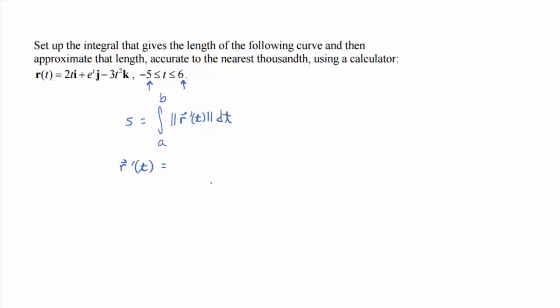So what is r prime? 2i plus e to the t j minus 6t k. Okay, and then what are we going to do with this guy? Get the magnitude of it. So the magnitude of r prime of t is the square root of something. What is it going to be? 4.